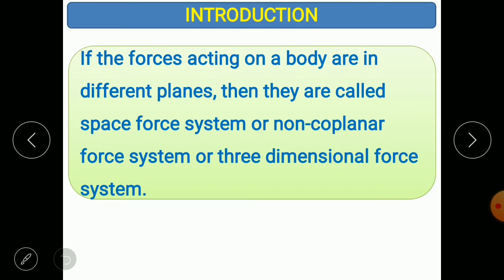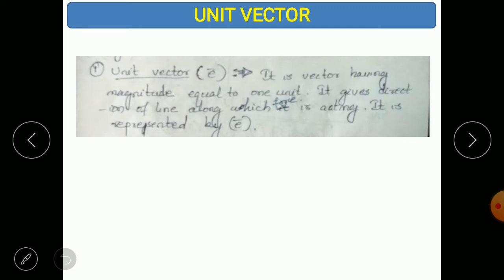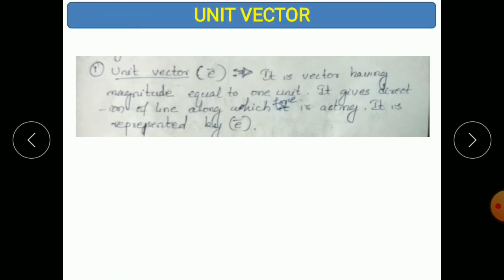So space force means if they are acting in different planes, then they are called the space force system. This is about the basic meaning of the space forces. Next, before we go on to understand, I am going to explain certain terms which are used in the space forces.